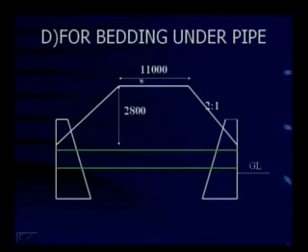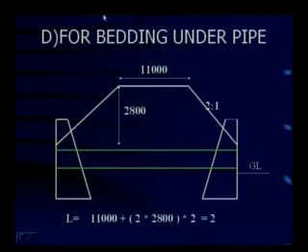Just note, the top width of the embankment is 11,000 mm, the depth of the embankment is 2,800 mm, the slope of the embankment is 2 in 1. That means 2 horizontal to 1 vertical. Now shall we calculate the length of the pipe? Yes. How do we calculate the length? It is 11,000. You need this length, is it not?